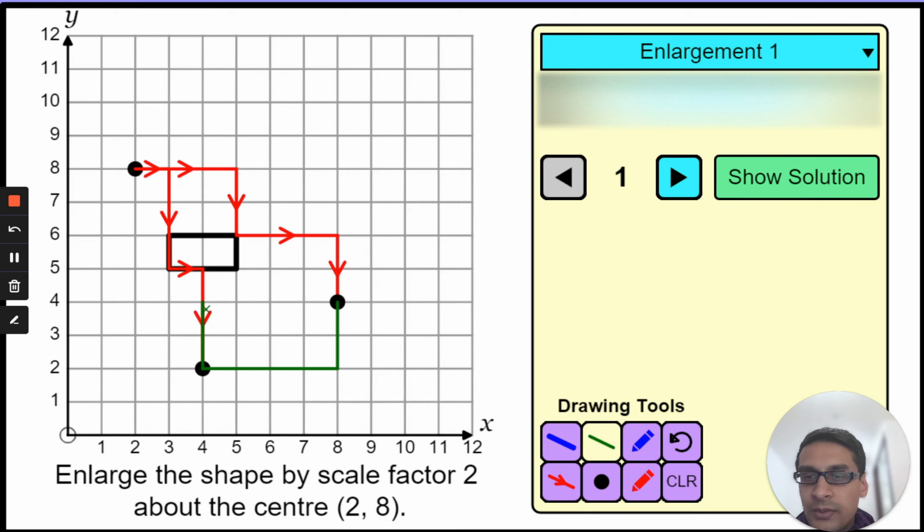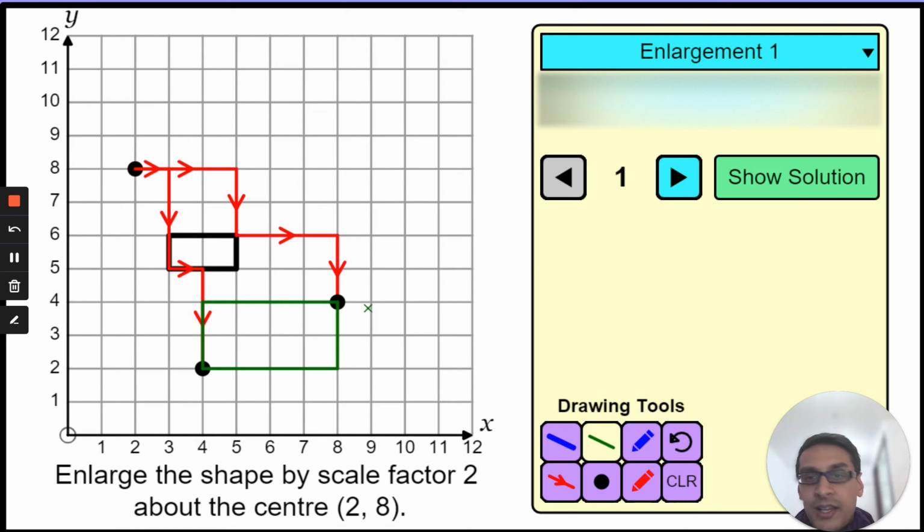Now if I join this up, what I can see is, yes, this green shape is twice as big as the black shape. So you can see that length is 2, that length is 4, and then the height is 1, that height is 2. So you can see everything's been doubled, because I chose corresponding vertices and I followed the path twice because the scale factor is 2.